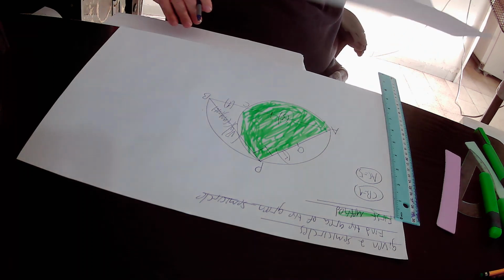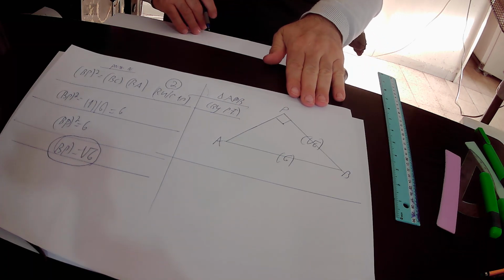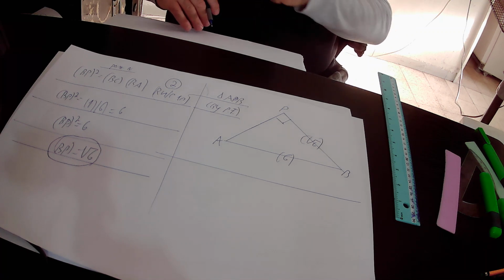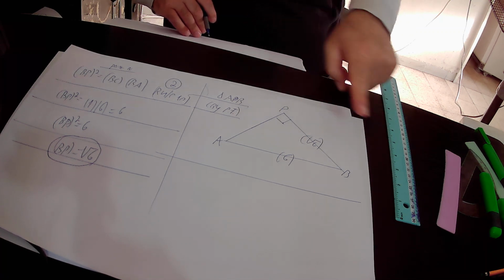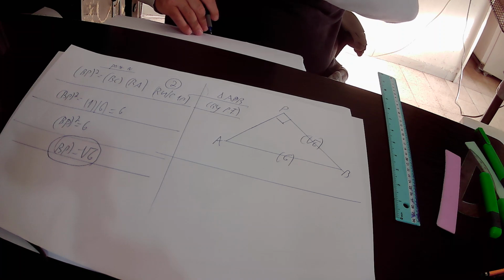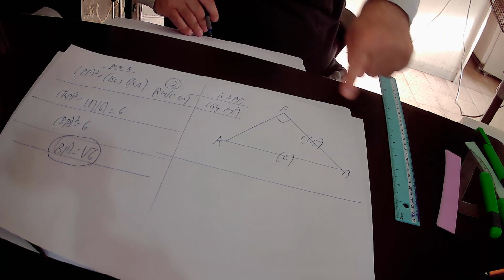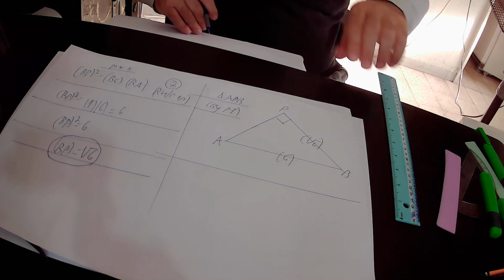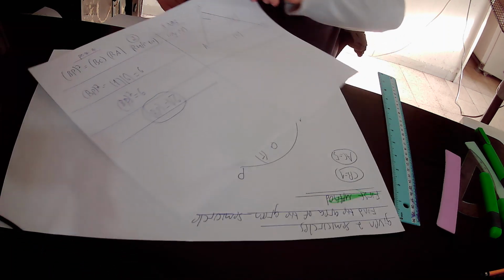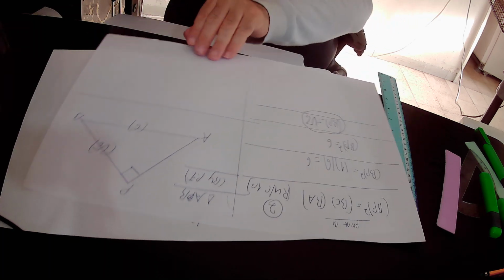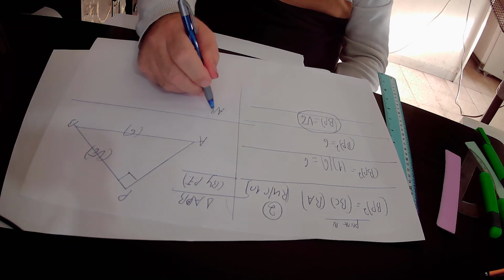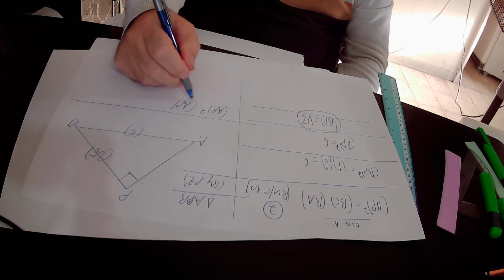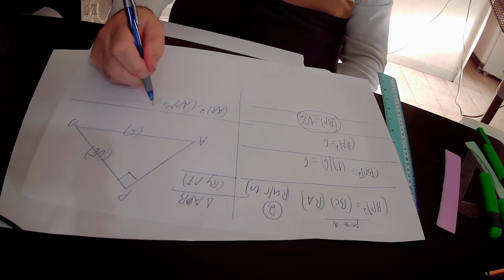So actually, this is the right triangle APB from the original drawing. According to the Pythagoras theorem, in this right triangle APB, AB squared, that is the square of the hypotenuse, must be equal to AP squared plus PB squared. So AB squared equals AP squared plus PB squared. So I write it down.